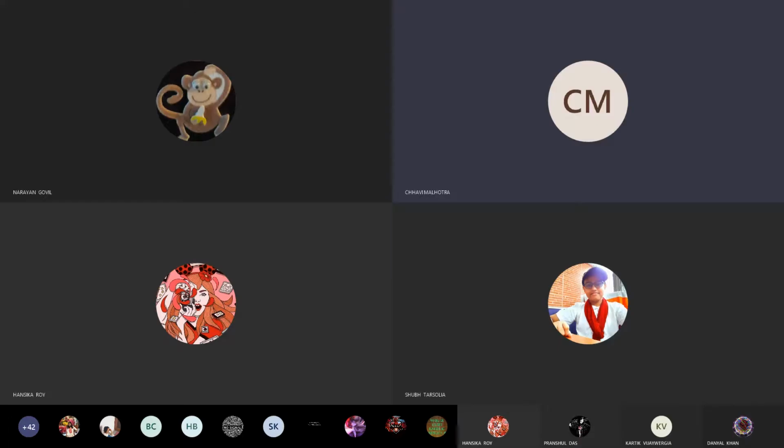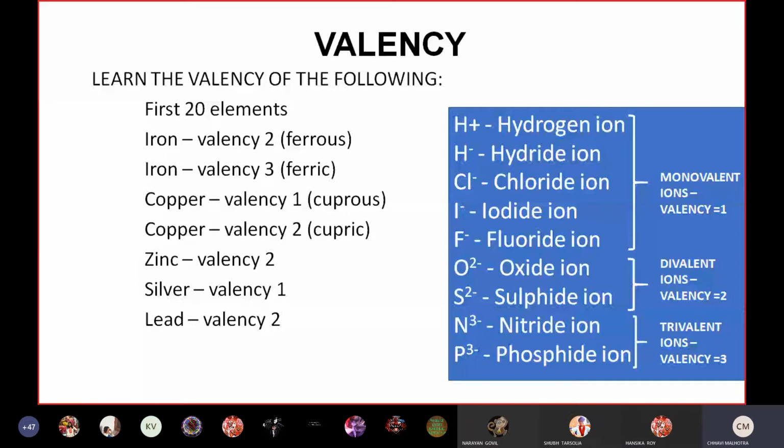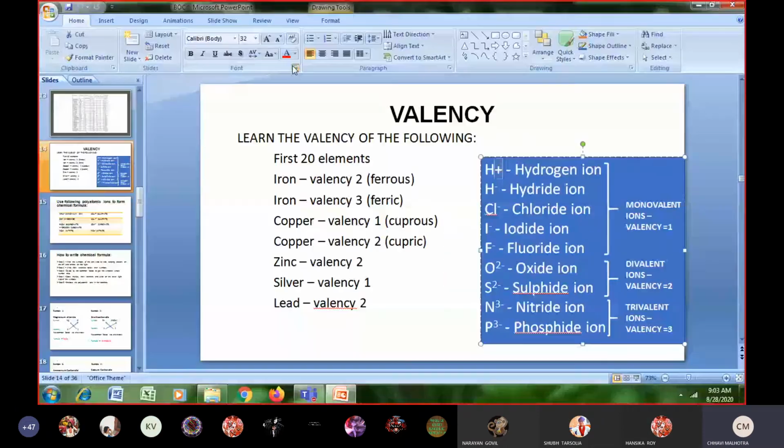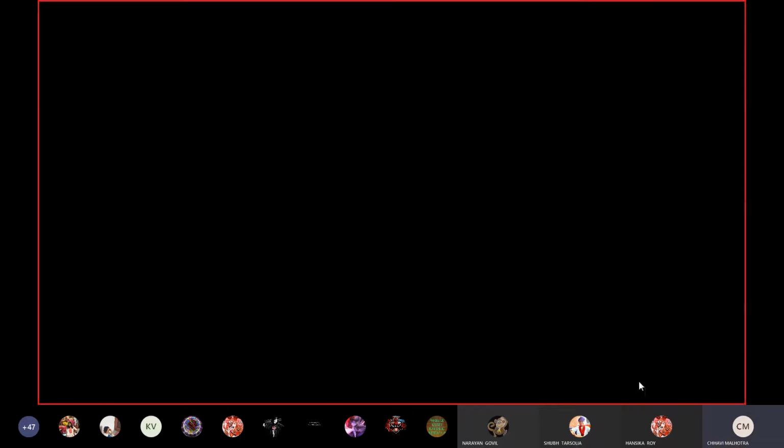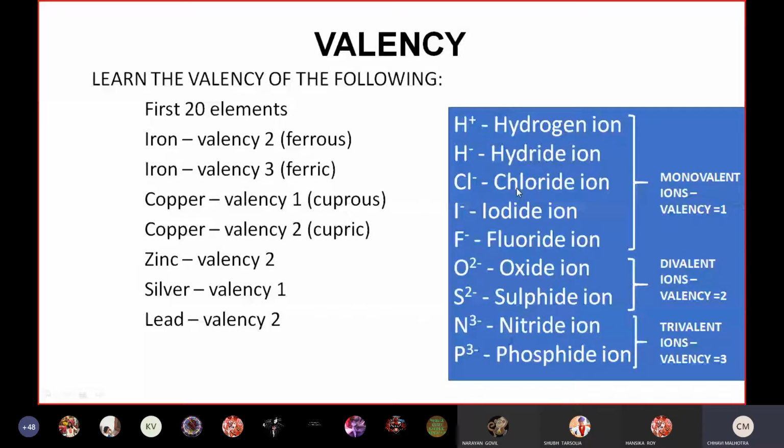H plus is called hydrogen ion. H minus is hydride. This plus will go as a superscript. Cl minus is chloride ion. So if you say sodium chloride, that chloride means chloride ion. I minus, I is the symbol for iodine, iodide ion. F minus, F is the symbol for fluorine, so fluoride ion.